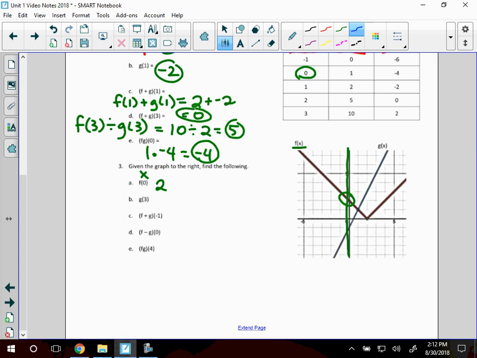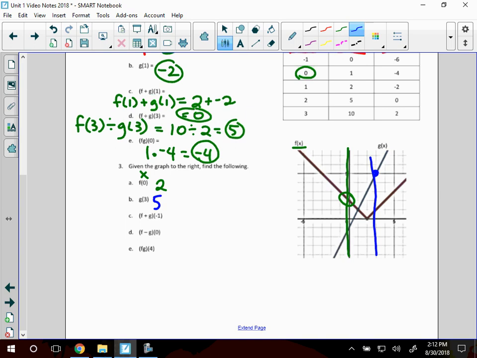All right, so I need to find an x value of 3. That happens along this vertical line here. I need to find where it intersects the g function, which is the linear one. And that happens right here. And that y value there would be 5.